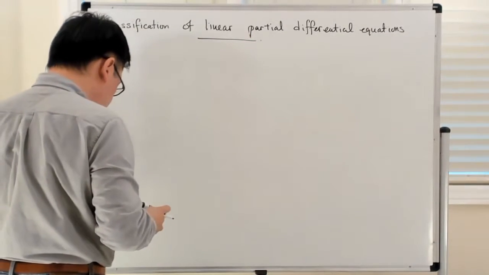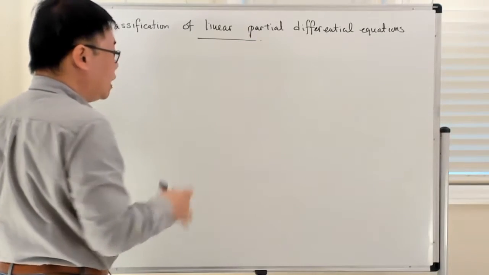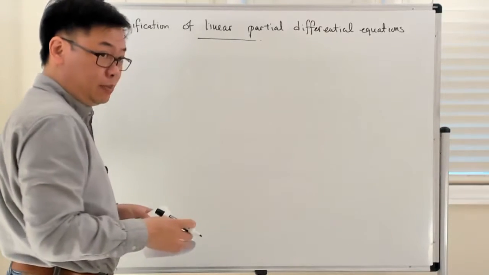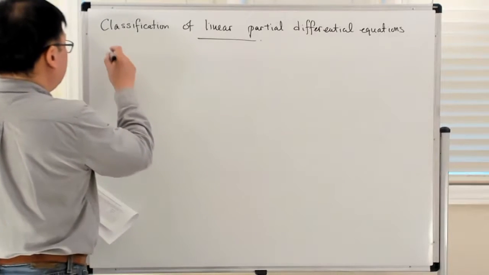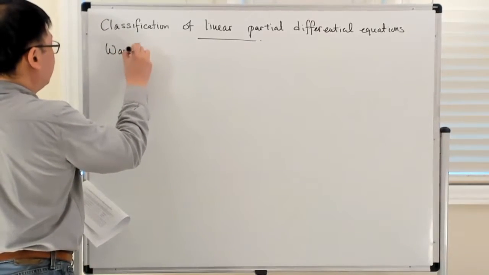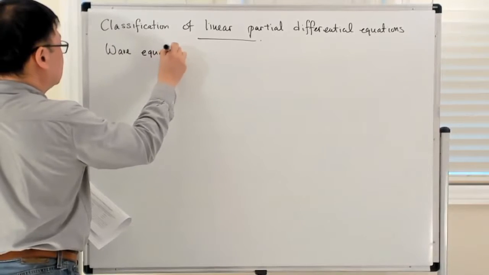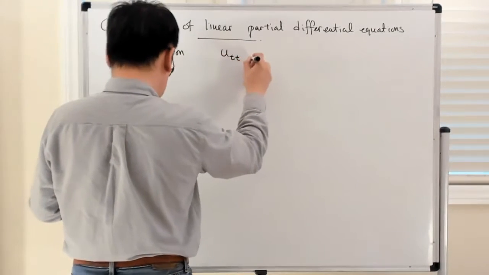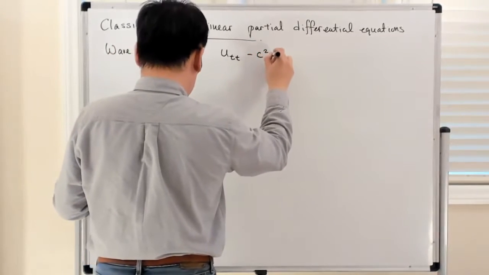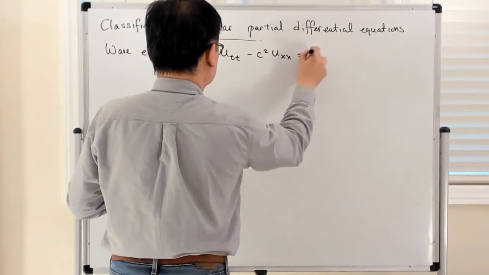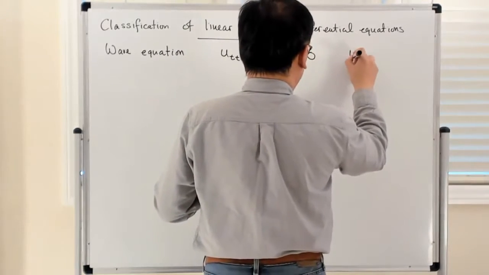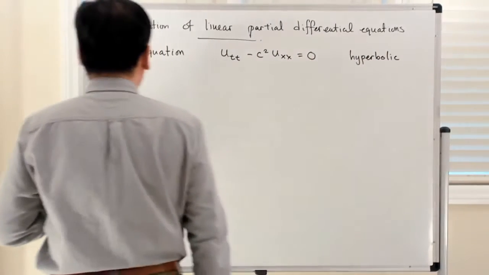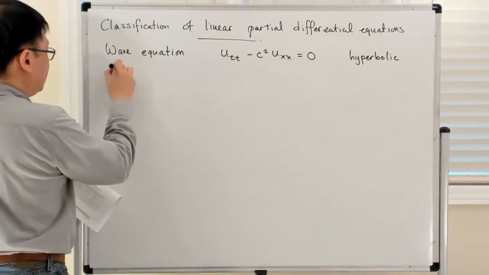All right, so there are a number of canonical examples of each of these classes, so I'll write them down, and then I'll explain something about their properties. So there's the wave equation. It looks like u_tt minus c squared u_xx is equal to 0. This is an example of what is called a hyperbolic partial differential equation. Then also there is the heat equation.